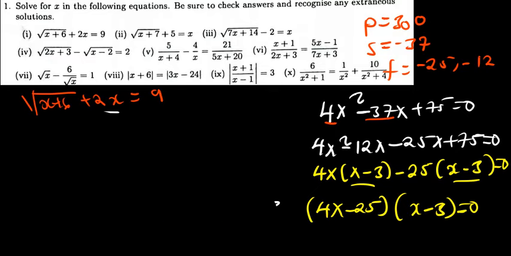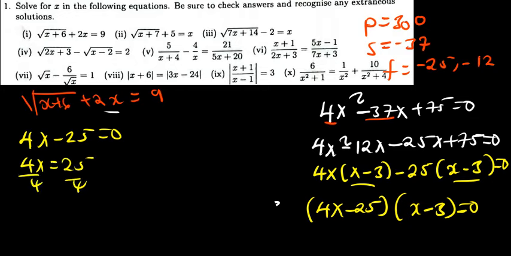So now I've got 4x minus 25 is equal to 0. Shift 25 to the other side. 4x will be equal to 25. Divide both sides by 4, and x will be equal to 25 over 4. I'm done with the first x.